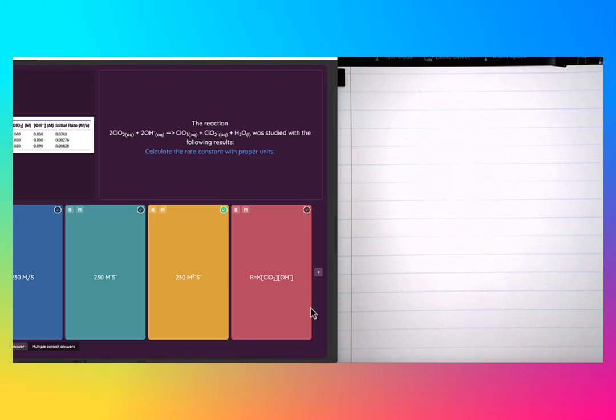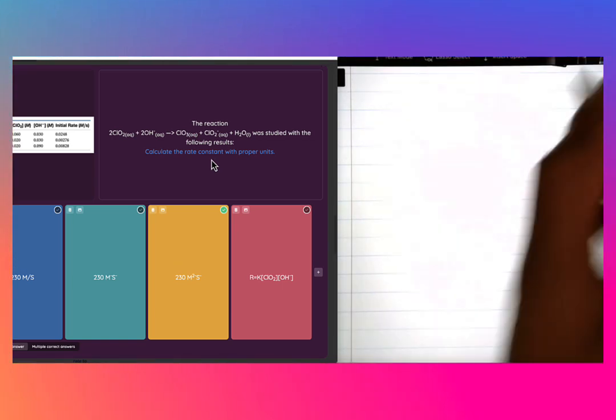Okay, so this is a kinetics question, and we're given a bunch of experiments or trials with varying concentrations, and we are also given the initial rate for each experiment. So here we have a balanced reaction, and our goal is to find the rate constant. But before we find the rate constant, we need to first find the rate law.